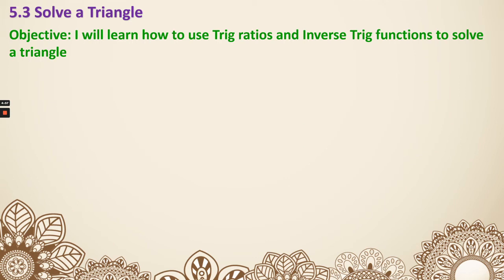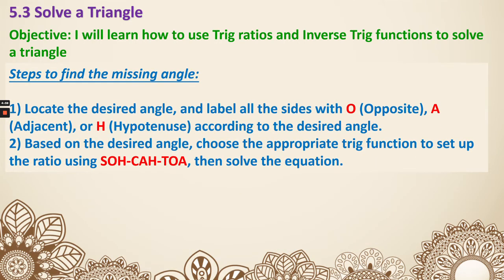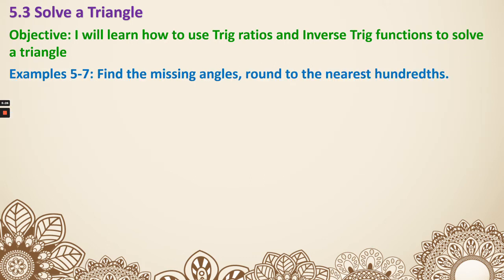Next, we are going to do something else. We are now going to learn how to find the missing angle. The first part of the process is the same. You have to locate the desired angle. That's always the case. You have to locate the angle that we need so that you can label the opposite and adjacent and hypotenuse correctly based on the desired angle. After that, based on the angle, choose the appropriate trig function to set up the ratio using SOHCAHTOA, and then solve the equation. Now let's have a look at a few examples.